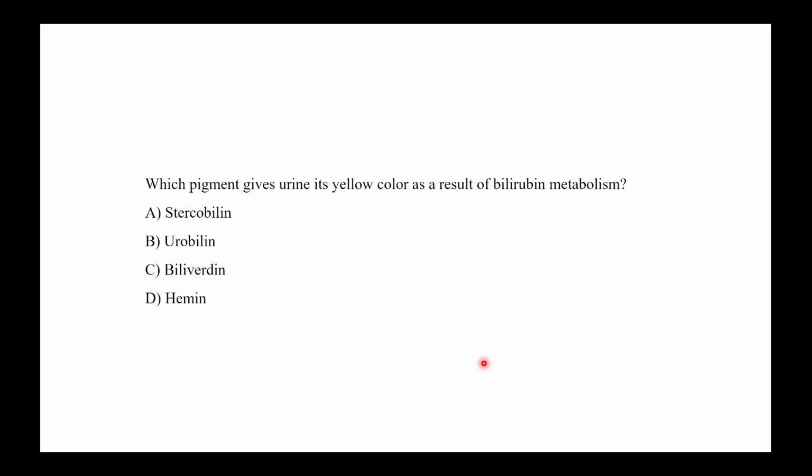Moving to the next question. Which pigment gives urine its yellow color as a result of bilirubin metabolism? Option A, stercobilin. Option B, urobilin. Option C, biliverdin. And option D, hemin. We have already discussed this question.